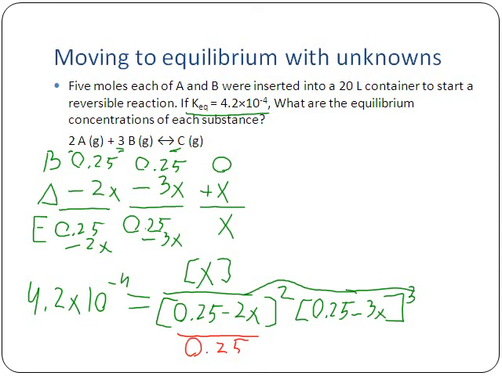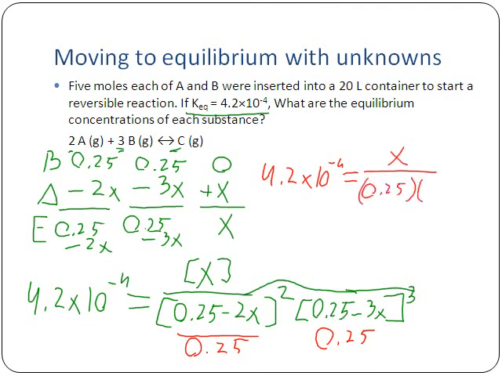And so the same thing is true over here. If X is a very, very tiny number, then 0.25 minus 3X, if X is really tiny, is basically the same as 0.25. We can basically do an approximation here. And if we do this approximation, then we can rewrite this a little bit. So we say 4.2 times 10 to the negative fourth is going to be equal to X over, but in this case we've done our approximation, 0.25 times 0.25. This one we can definitely solve.